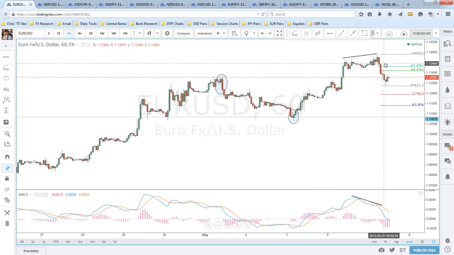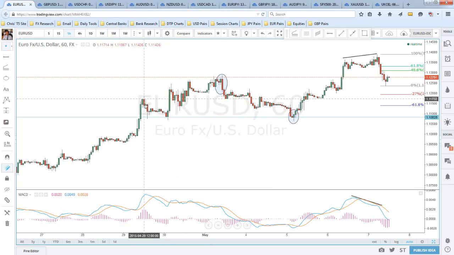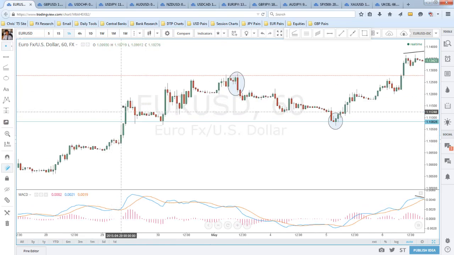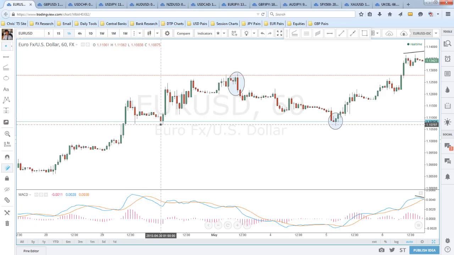Okay, we'll back up a little bit here, and looking at right here before we went into this correction, price rallied. Okay, strong bearish candle led into a three-wave corrective cycle.